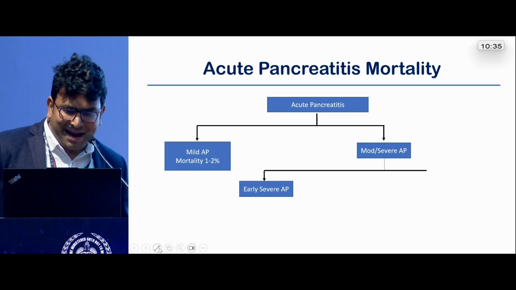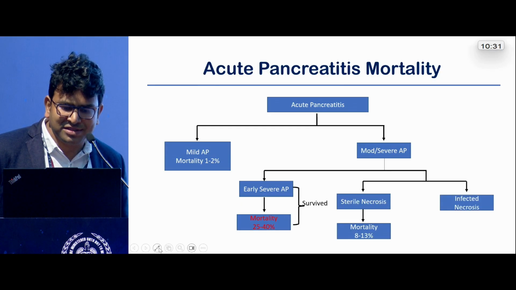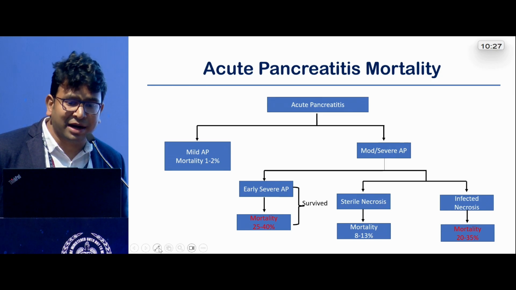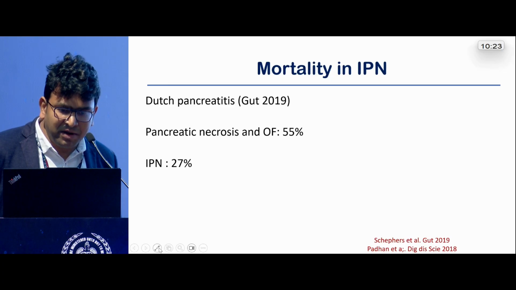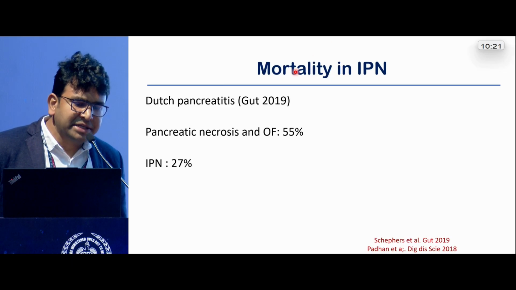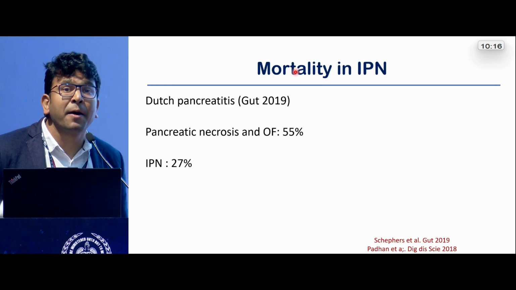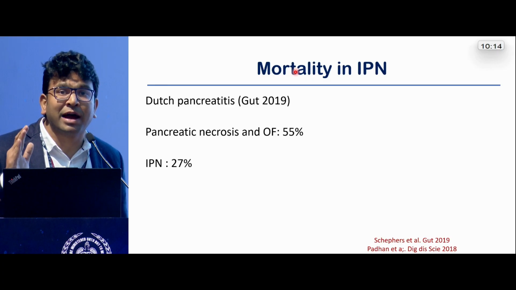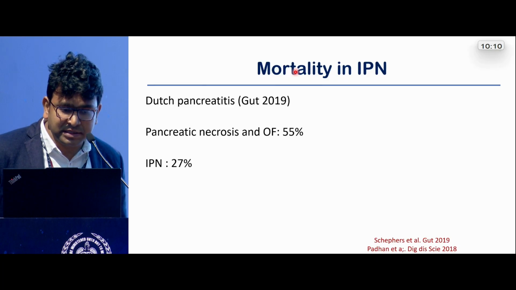So if you discuss rapidly, in a patient with necrotizing pancreatitis, in sterile necrosis the mortality is around 8 to 13%, and infected it is somewhere from 20 to 35%. These were the data from the Dutch pancreatitis group, which was published in Gut. In patients with pancreatic necrosis and organ failure, the mortality is more than half. That was 55% in the Dutch pancreatitis group, and in all comers it's around 27%.